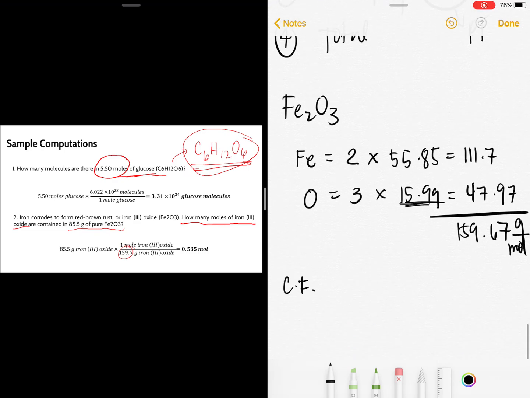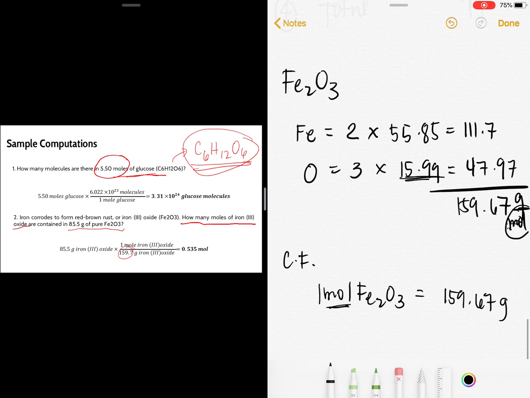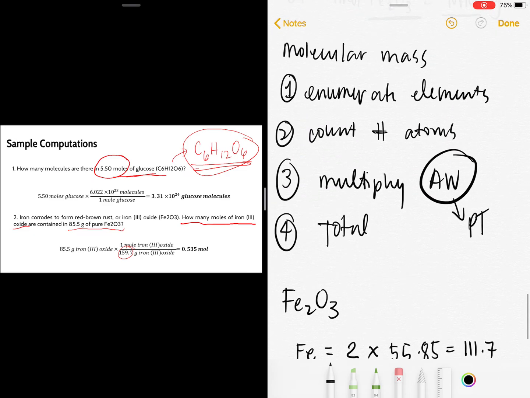Let's write the conversion factor. Our conversion factor is 1 mole of ferric oxide is equal to 159.67 grams. Oh, ma'am, saan napunta yung mole? Ito na yung mole mo. Kasi per 1 mole ang ibig sabihin yan. So, nandito na yung mole. Now, may conversion factor ka na. Can you now solve? Yes, you can solve now.